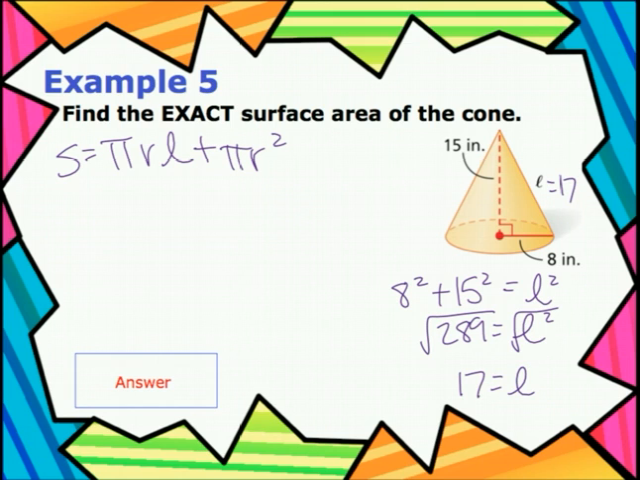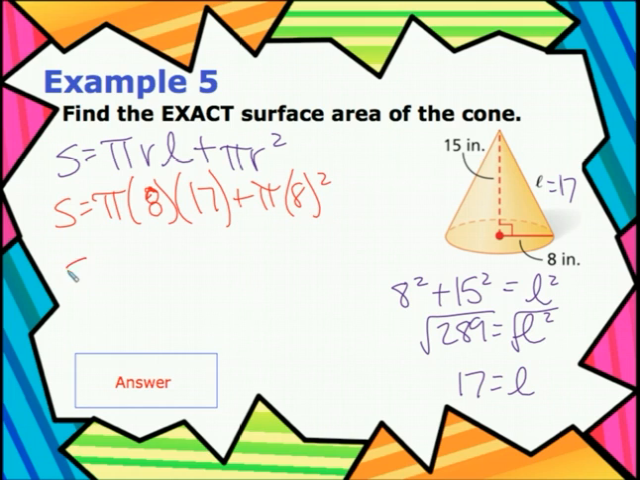So now we can plug everything in. We have S equals pi, radius is 8, slant height is 17, plus pi 8 squared. And it says exact, so you don't type the pi in. And you can type this whole thing in, especially since they don't need lateral, just without the pi. So do like 8 times 17 plus 8 squared. And you get 200, so 200 pi would be your answer. You just don't type the pi in, if it says exact or in terms of pi.